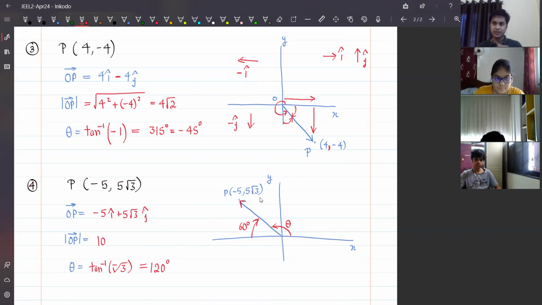So the angle is always measured from the positive x-axis. We can see our vector is in the second quadrant, so we won't go for the fourth quadrant as we did here. Here we knew that it is in the fourth quadrant. That's why I wrote minus 45 or 315. Okay.